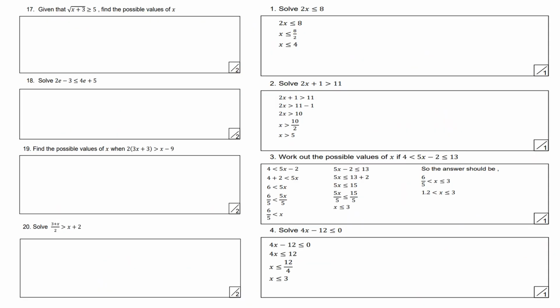Okay, question number 17, so last 3 questions. So solve this inequality. I'm going to square both sides. So I'm going to have 25, 5 squared is going to equal 25, and then I'm going to subtract the 3, and I get x is greater than or equal to 22.